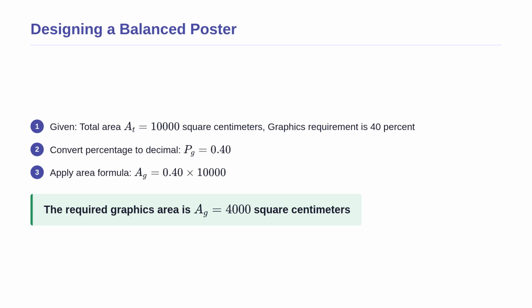First, we translate the 40% requirement into a usable decimal format, which is 0.40. Next, we multiply this decimal by the 10,000 square centimeters of total available space. The final answer is 4,000 square centimeters. This tells the researcher exactly how much physical space on the board must be reserved for visual data to maintain a perfect design balance.